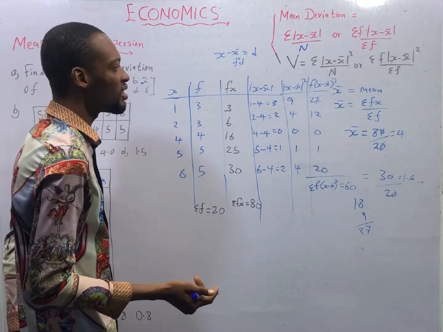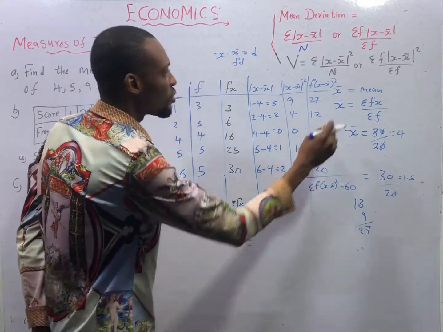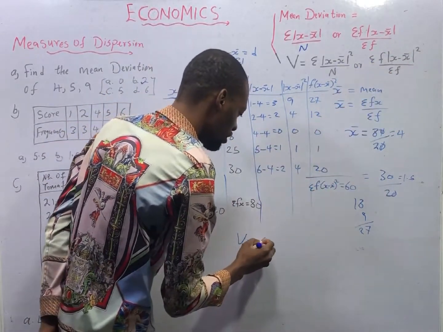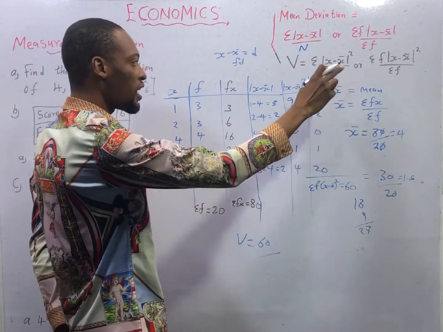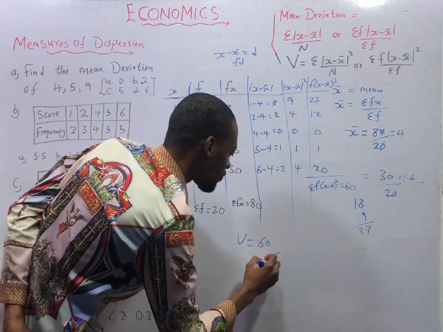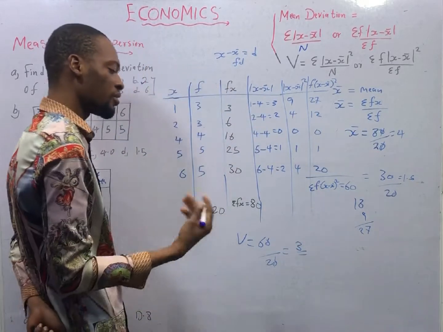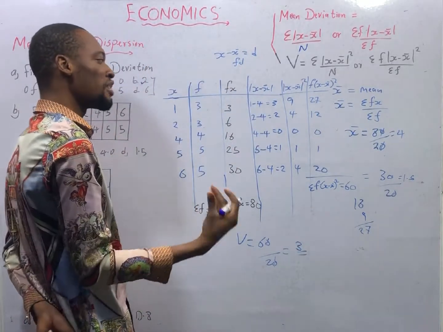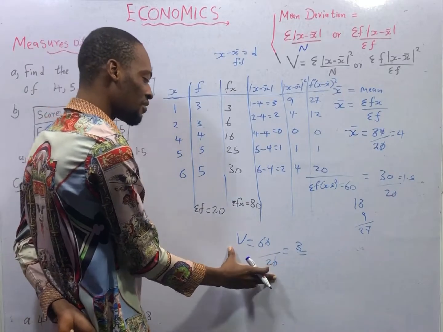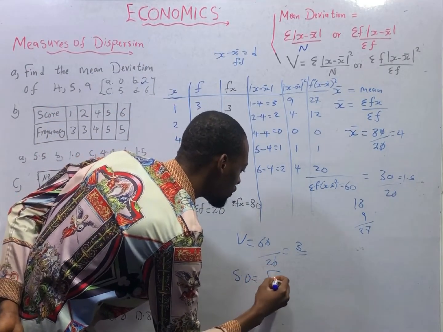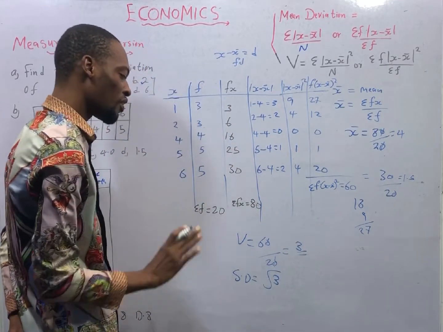And variance equals the summation of F times S minus S bar squared, which is here 60, over the summation of F, which is 20. This will give you 3. So variance equals 3. And therefore, if you are asked for the standard deviation, after getting variance, you simply say that standard deviation equals the square root of variance. That is the square root of 3.